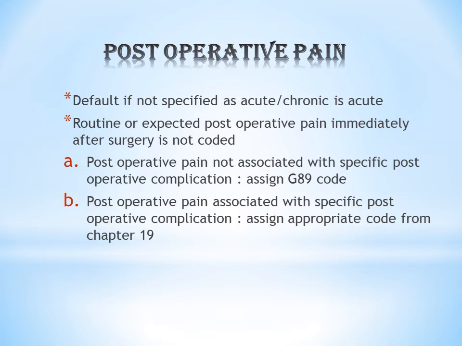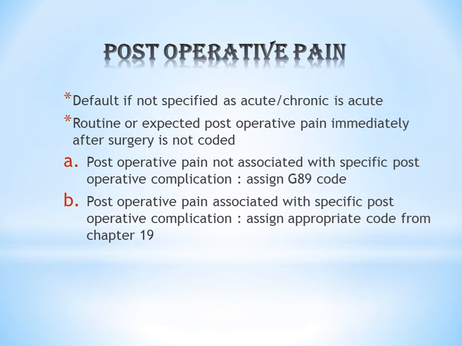The next one, routine or expected postoperative pain immediately after surgery is not coded. That is, you know that after every surgery there will be an expected, routine pain. That you need not code. That expected pain, there is no need to code. Then what do you have to code? Two conditions. Postoperative pain not associated with a specific postoperative complication and postoperative pain associated with a specific postoperative complication.